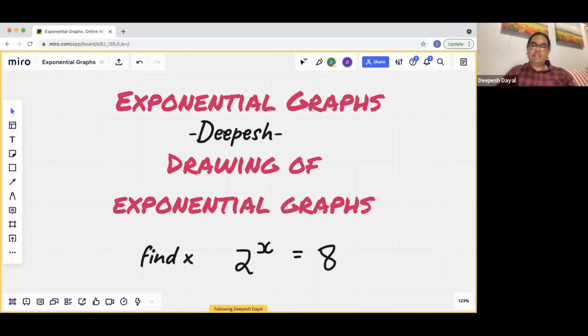Okay, so you can just let me know what the answer is for X. We've got 2 to the power X equals 8, and we're looking for X. You can just let me know in the chat what the answer is, or you can unmute yourself as well. And this will be helpful for us today as we look at the exponential functions and graphs.